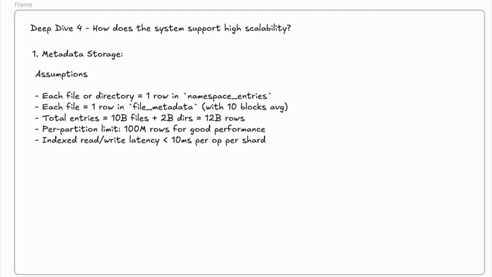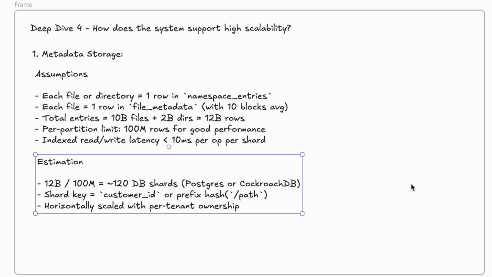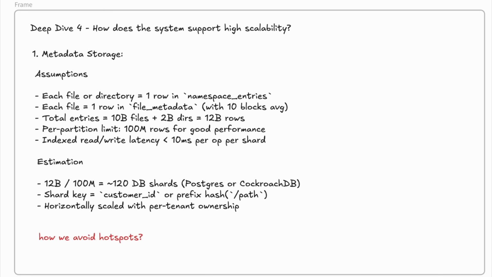We can shard by customer ID or use a prefix hash of the path, and ideally, we use consistent hashing to avoid large-scale migrations when we add capacity. But remember, metadata is hot. Reads and writes spike during uploads, deletes, and directory listings. So sharding isn't just about storage, it's about concurrency.